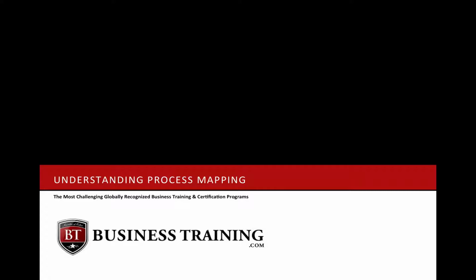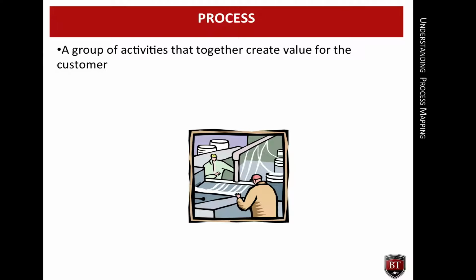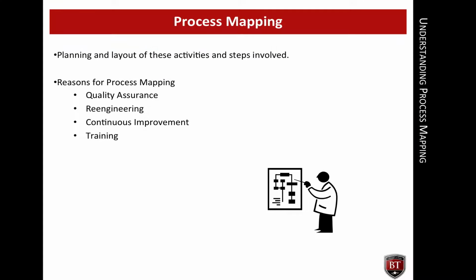It is important for the supply chain management specialist to be aware of the impact process mapping has on the supply chain management function. Supply chain has been defined in many ways, but there is one common word with all definitions, and that is process. When pertaining to the supply chain, process can be defined as a group of activities that together create value for the customer. Process mapping is the planning and graphic layout of these activities and the steps involved.